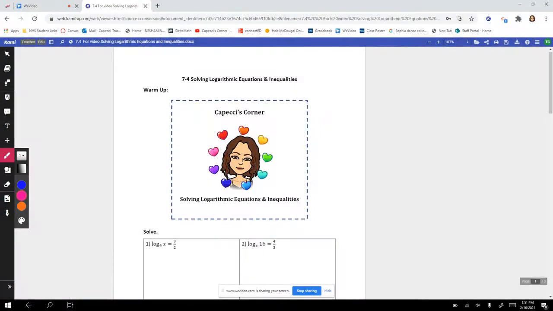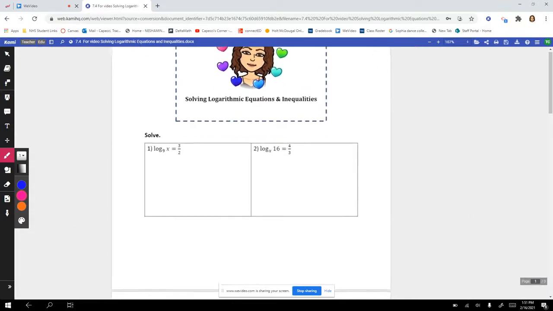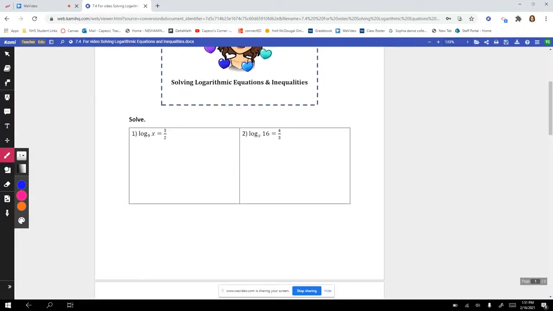Hedgie's Corner, we're going to look at solving logarithmic equations and inequalities. So let's start with some solving. Number one, remember we have the 9 as our base, right? Log base 9 of x is equal to 3 over 2.